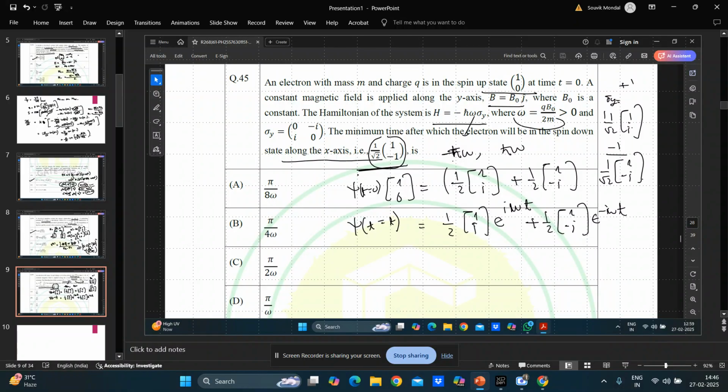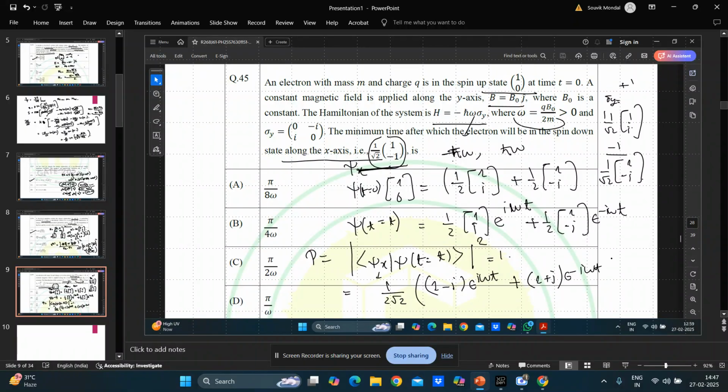And now this is psi at t equal to t, and your final state should be this. So if this is say psi x, then your probability of psi x at the minimum time when it will flip should be equal to 1, right? If this state will evolve to this state, then the probability of getting sigma x is equal to 1, right? So the probability is mod square of the inner product. So what is sigma x? Sigma x is this, and now if you take the inner product, it will be 1 by 2 root 2 into 1 minus i into e to the power i omega t plus 1 plus i into e to the power minus i omega t, right? And you have to do mod square of this.